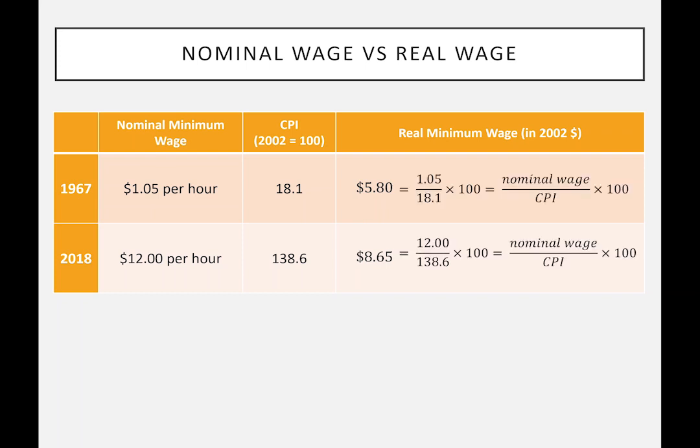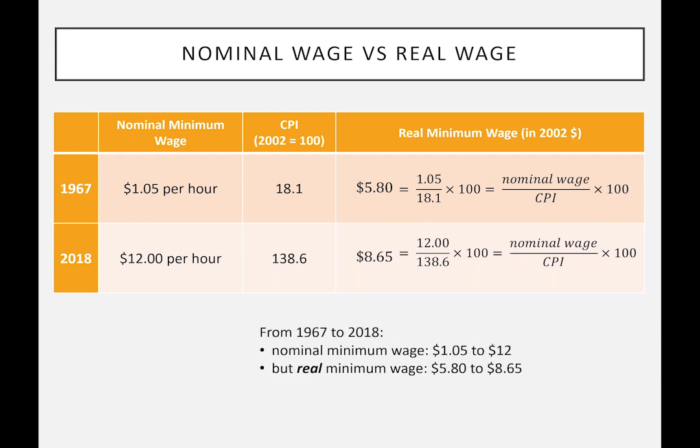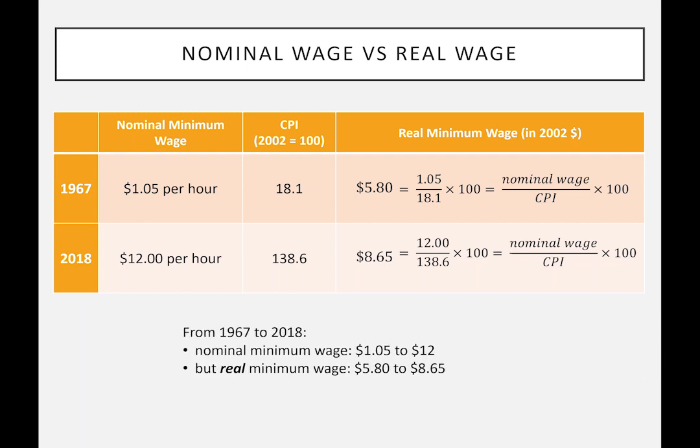The actual calculation is done this way. I take $1.05 divided by 18.1 and then multiply by 100. Do the same thing for the CPI in 2018. So what we can say now is that the nominal minimum wage went up about 12 times, but the real minimum wage increased much slower. That's step 2 to understand the distinction between nominal and real wage.